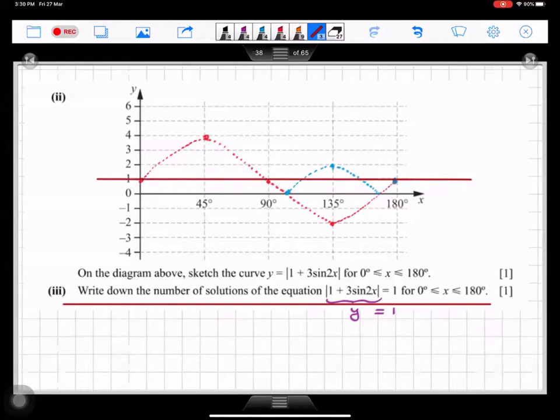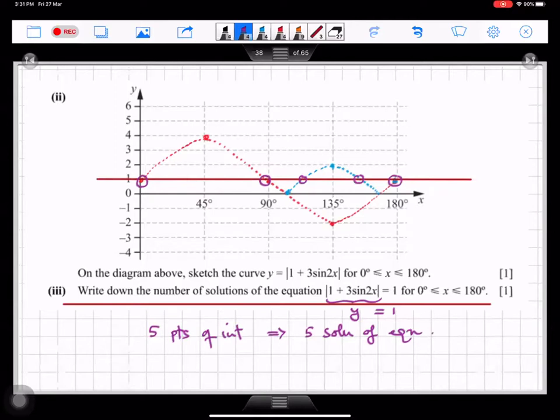At how many points is it cutting the graph? It's cutting the graph at 1 point, 2 point, 3 point, 4 point, and the last point, this one. So there are 5 points of intersection. 5 points of intersection means 5 solutions of the equation. Because if you were to solve it using simultaneous equations, you will end up with 5 solutions.